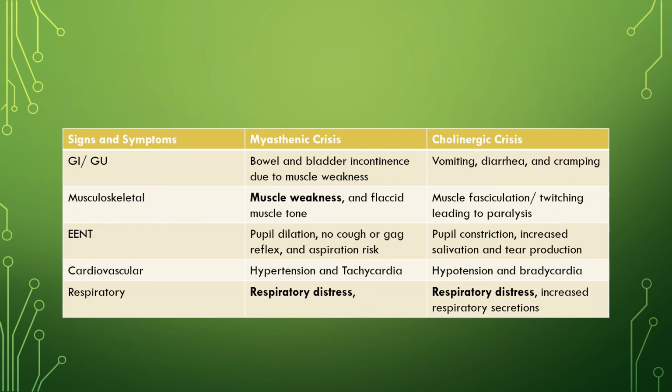Comparing and contrasting the signs and symptoms of these complications shows us that they are usually opposite of each other. For example, during myasthenic crisis, the pupils dilate, the heart rate and blood pressure increase, and the patient will suffer from bowel and bladder incontinence due to muscle weakness. But in cholinergic crisis, the pupils will constrict, the heart rate and blood pressure decrease, and abdominal cramping is present due to overstimulation of the muscle fibers. The most important symptom to be aware of for both is respiratory distress, which can lead to complete respiratory failure.